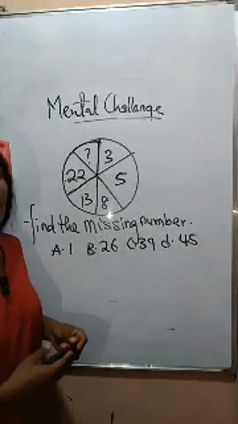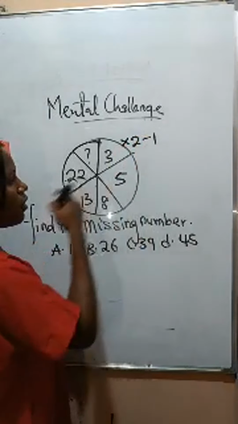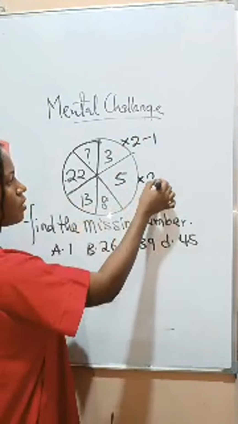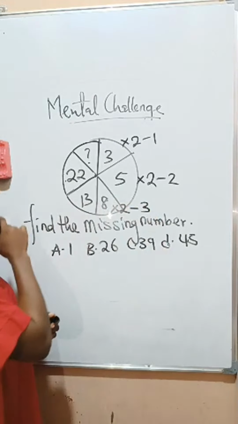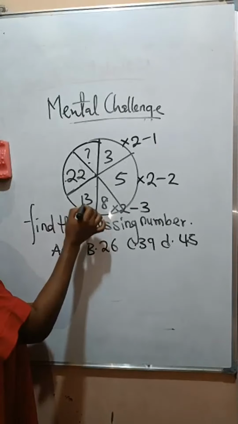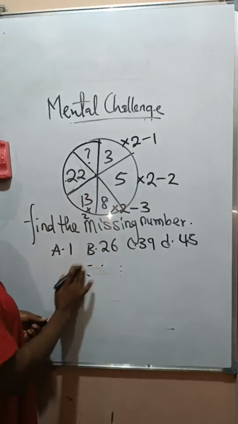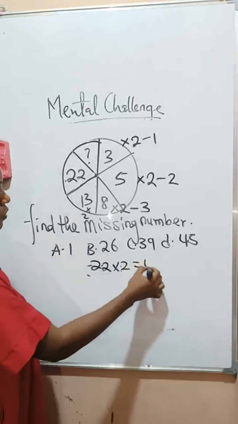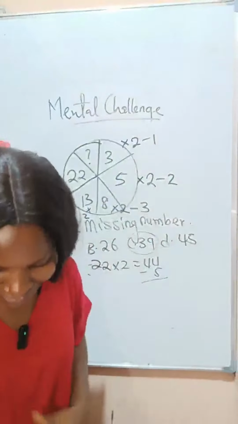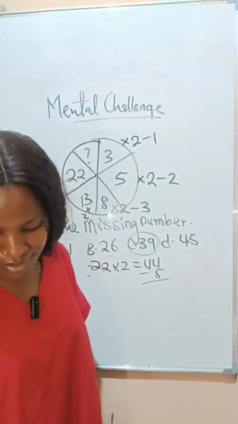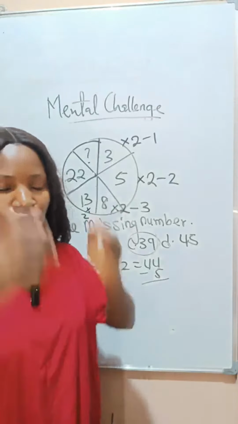Okay, now let's do this. 3 times 2 is 6, minus 1 is 5. 5 times 2 is 10, minus 2 is 8. 8 times 2 is 16, minus 3 is 13. 13 times 2 is 26, minus 4 is 22. So we now have 22 times 2 is 44, minus 5, and that will give us 39. Yes, so that is the answer. 39 is the answer.